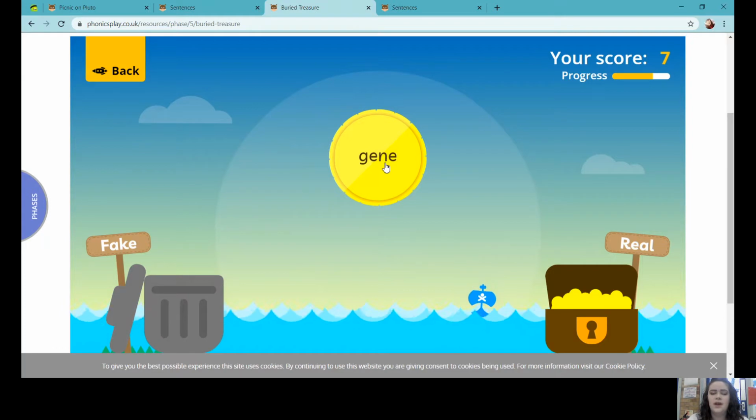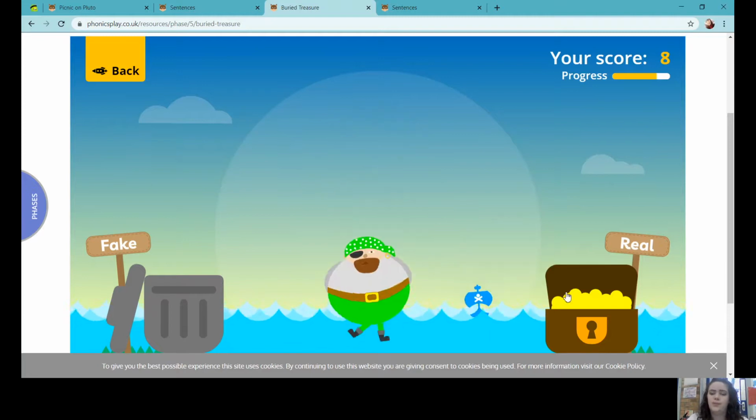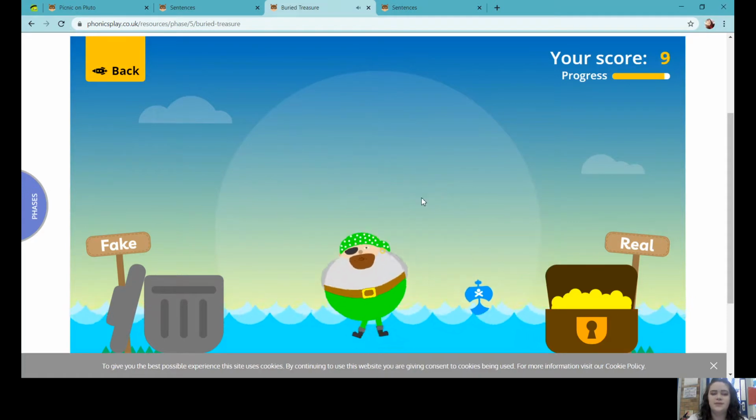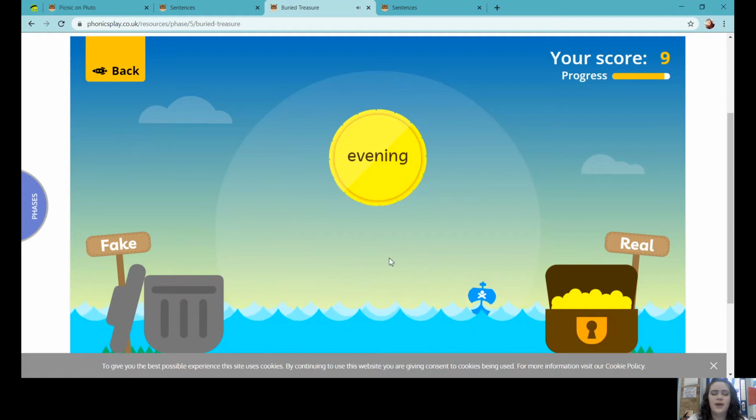So, geen. Is geen a real word or a nonsense word? Well done. Geen is a real word. Okay, and your genes make up who you are. So, they're things inside your body that make you, you. Okay, next word. Wonderful. Theme. Is theme a real word or a nonsense word? That's right, it's a real word. Okay, last word now.